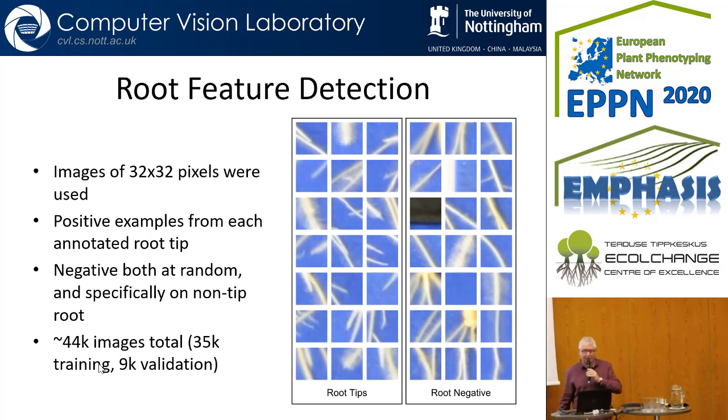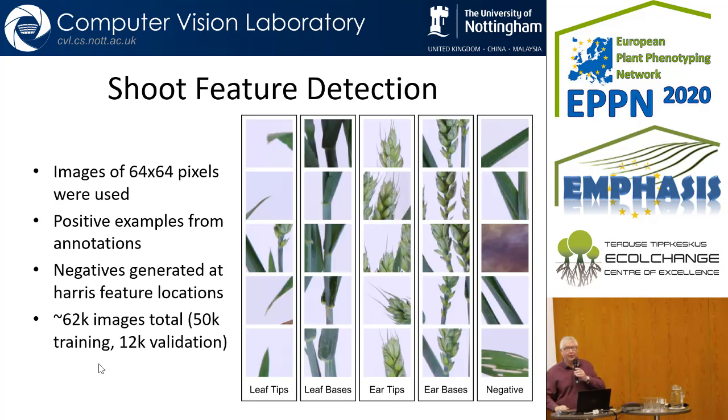So quick couple of examples then. Some root stuff. This is images from our RootNav thing. Little blocks of 32 by 32. Some examples that have got root tips in, some examples that don't have root tips in, total 44,000 of them. Make a positive and a negative training set. Shoot feature detection, we took some bits of image, 64 by 64. We had 62,000 little pieces of images, labelled up as different things that you can see along the bottom.